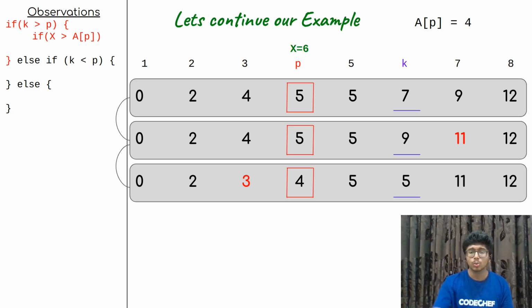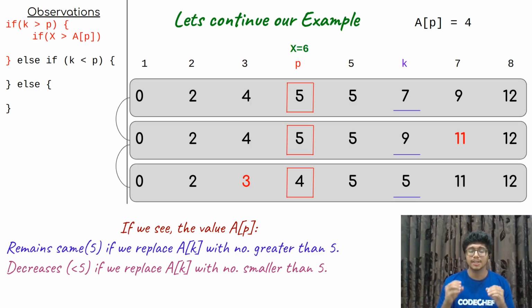Now, if you notice one thing very carefully, the value of a of p remains the same, which is 5, if you replace the number at the kth position with a value greater than 5, right? 5 is a of p, so if you replace it with a value greater than 5, in the first case, the red frame has the same element. It does not change. Similarly, when you replace a of k with a number which is less than 5, which is less than a of p, then unfortunately your red frame number decreases, but the value is 6, greater than a of p. It should have been increasing, right?